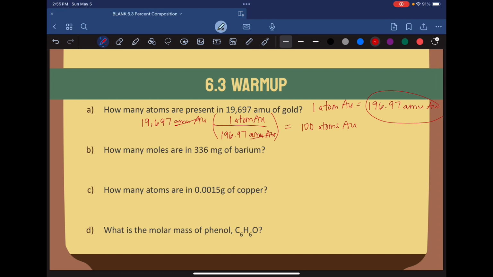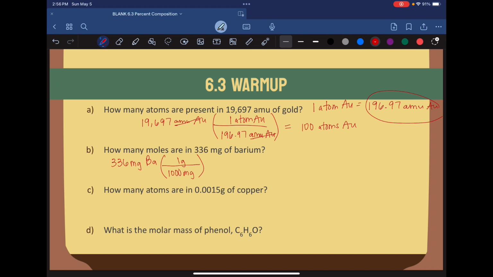Great job. How many moles are in 336 milligrams of barium? So this one, we're going to have to set up 2 different conversion factors to solve for this because we have to go from milligrams to grams and then to moles. You will start with 336 mg of barium. Draw your line. We know that 1,000 milligrams are in 1 gram. And that's just a prefix. Think about milliliters, millimeters, milli, it's thousandths.